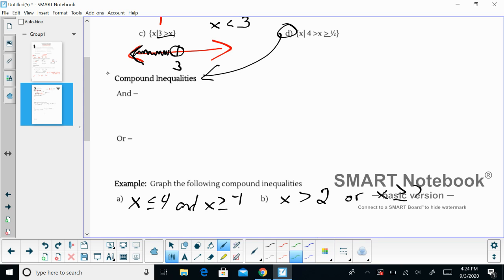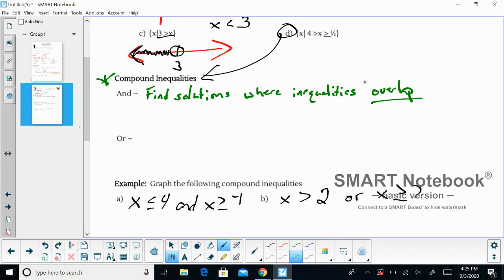We're going to talk about these compound inequalities, and all that means is we're going to do more than one inequality at a time. There are two different types. There's an and and an or. And inequalities, you find solutions where the inequalities overlap. Okay, this is a key word, overlap. So ands are overlaps, and I'll go into more detail about what that means down in the bottom.